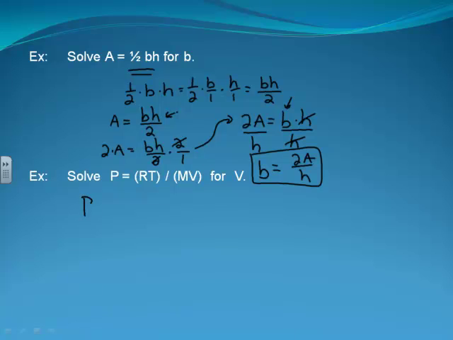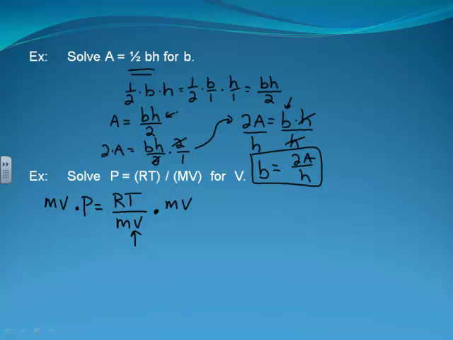Now I'm going to rewrite that so it looks a little more like a fraction problem. RT divided by MV. Trying to solve for V, which is down in the denominator. So just like with any equation, we are going to clear fractions first. If you look in the denominator, that is the only denominator in the problem, so by default that has to be your least common denominator or least common multiple. So we're going to multiply both sides by M and V in order to clear fractions.